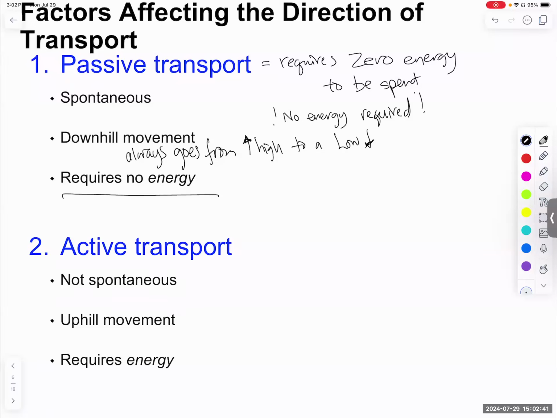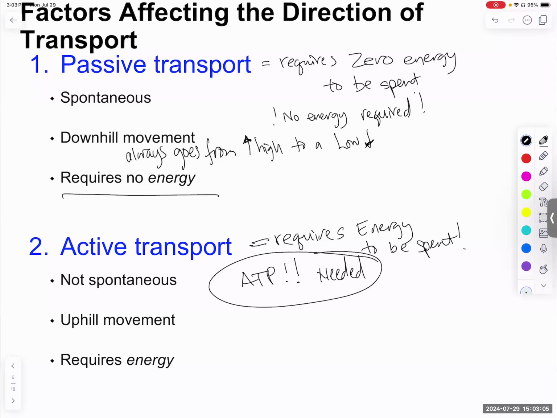That's just the way. It's spontaneous, requires no energy, high to low. Active transport requires energy. That's why it's active. It requires energy to be spent, right? And so this is where we need that ATP needed for active transport.